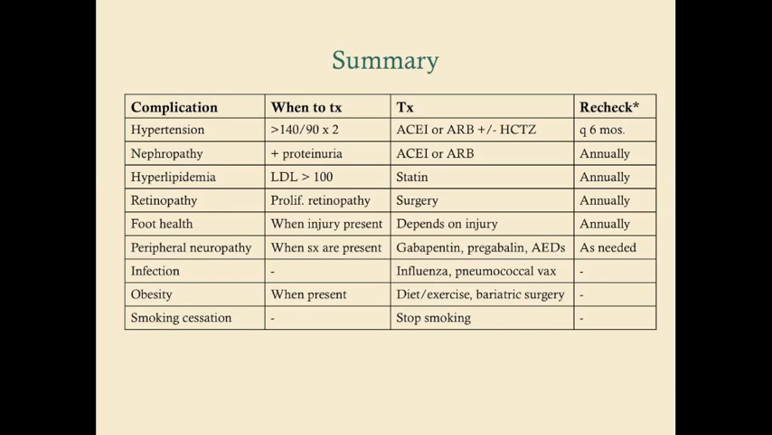Nephropathy is screened for by urinalysis. If they have positive proteinuria, you're going to treat them because that shows that there is kidney involvement, and you're going to treat them with an ACE inhibitor or angiotensin receptor blocker. If they're already on one for hypertension, then you don't need to add any other drug.